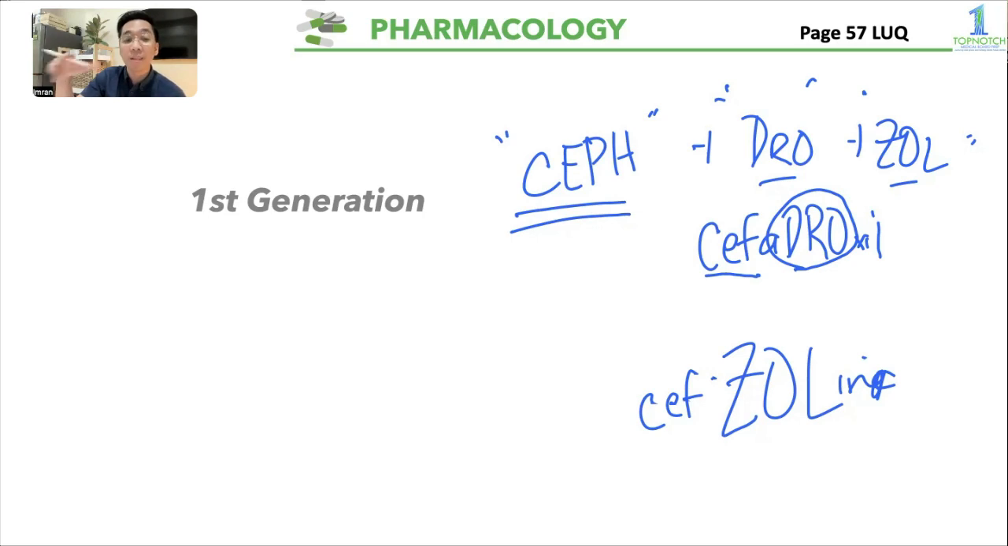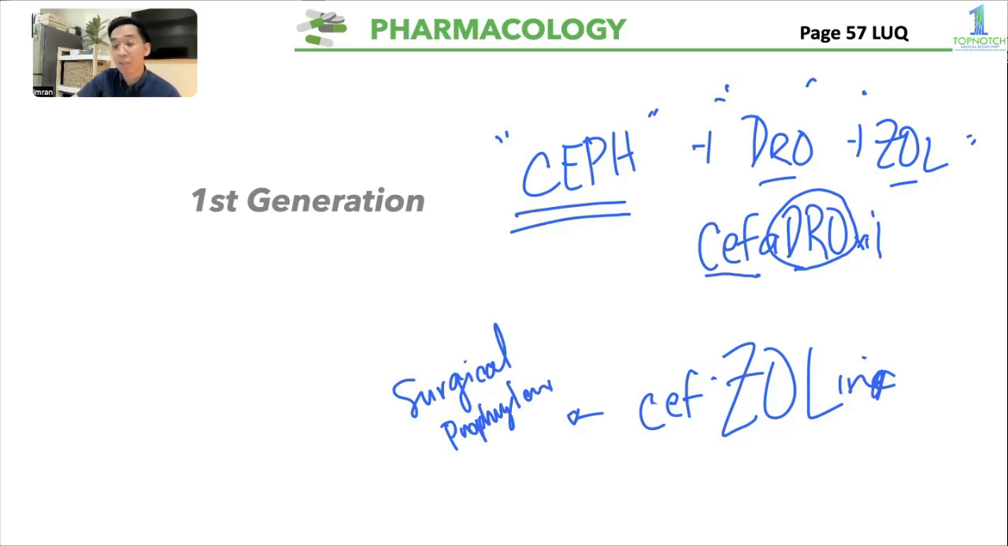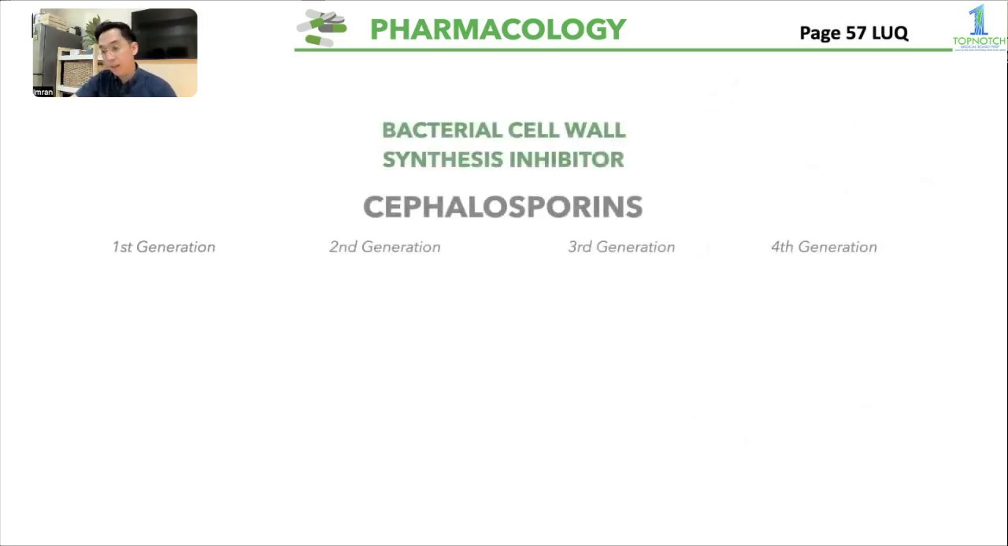Cefadroxyl and cefazolin. Okay? Your cefazolin, usually this is seen, no? Dun sa mga surgical prophylaxis natin, di ba? Usually, makikita mo yan sa mga orders ng Gen Surge, no? Pag operahan sila, naglo-load sila ng cefazolin. Okay? Next would be our second generation cephalosporin.